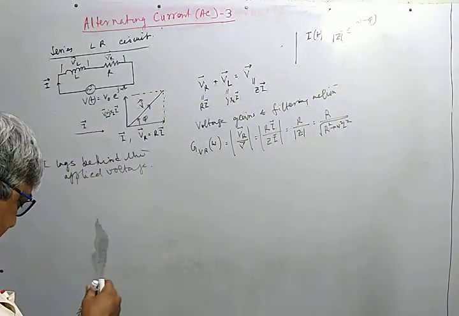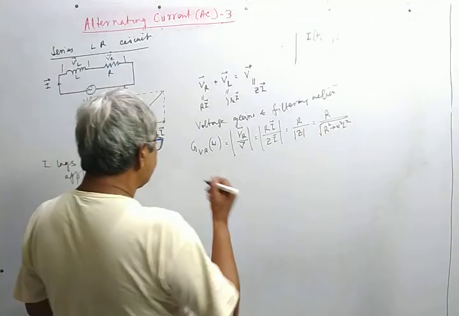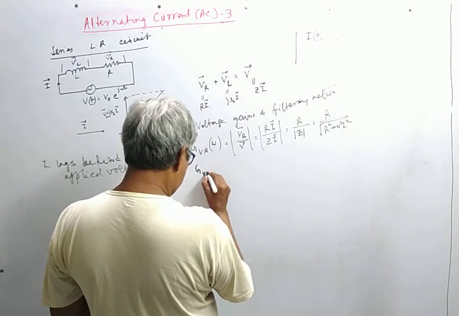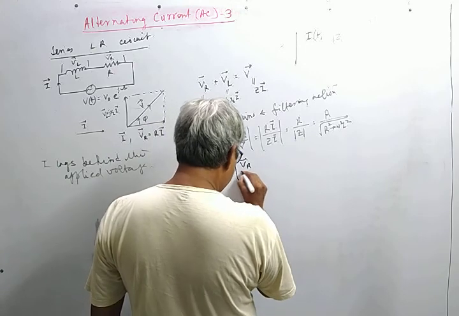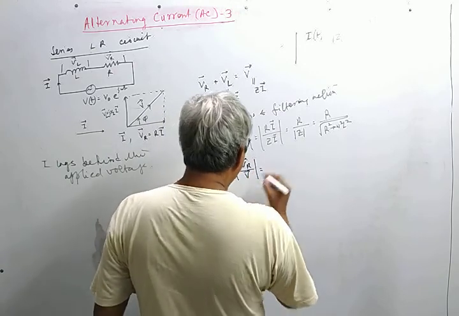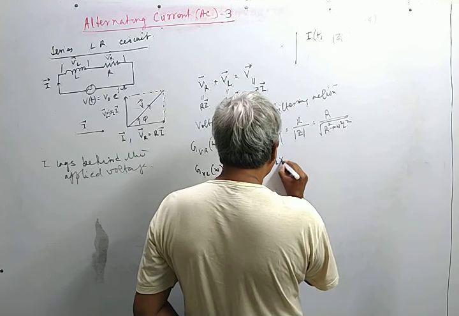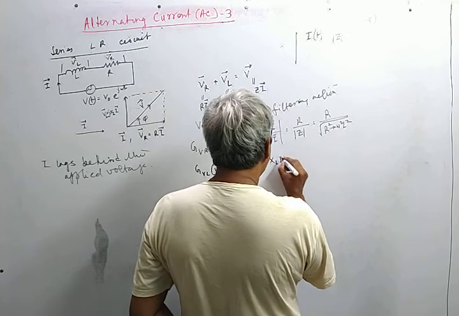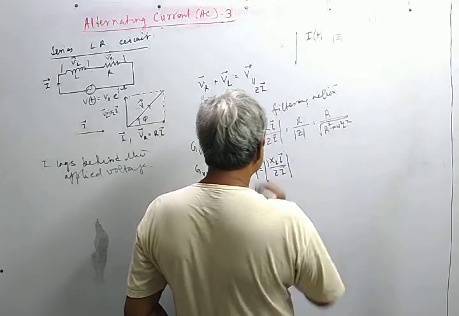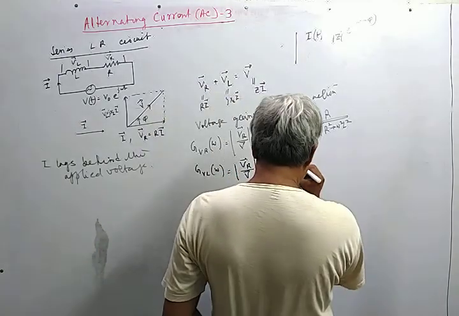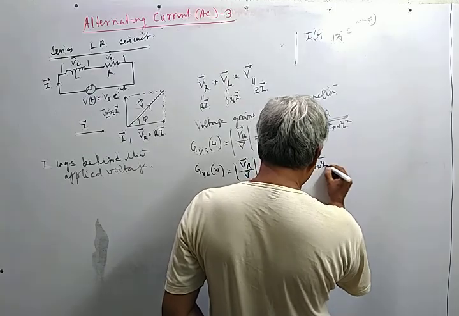Now let me define the voltage gain across the inductor or inductance. This is similarly defined as V_L by V, and this is X_L I by Z I, and obviously there is j. So this is equal to omega L upon the square root of R square plus omega square L square.